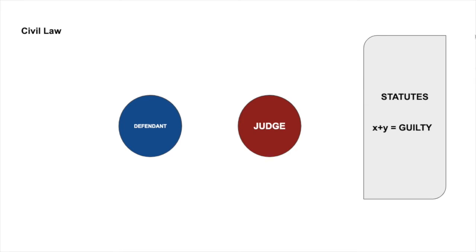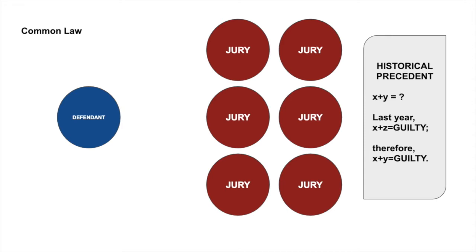So here's an illustration. Civil law has a defendant and a judge. The judge simply says, okay, we have X and Y pieces of evidence, which according to these statutes makes this person guilty. Under common law, the defendant has a jury. In the United States specifically, the person is entitled to a jury of their peers. We'll get to that in a second, but the idea is the system uses historical precedent.